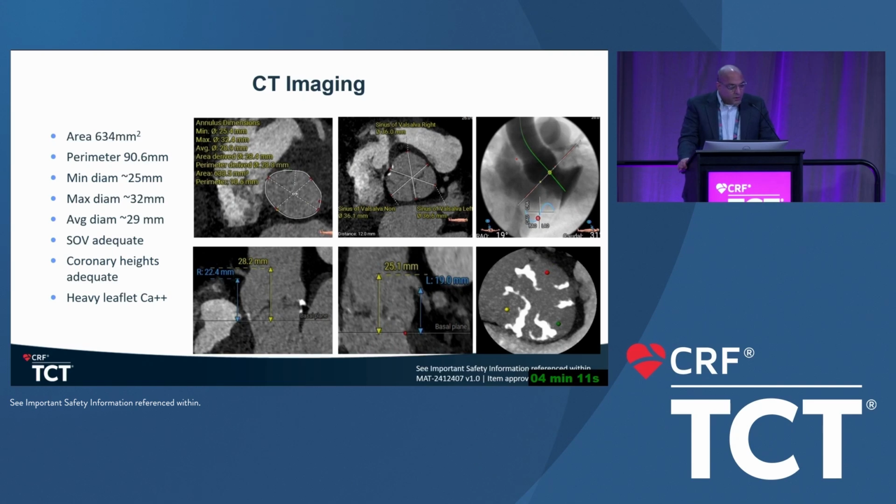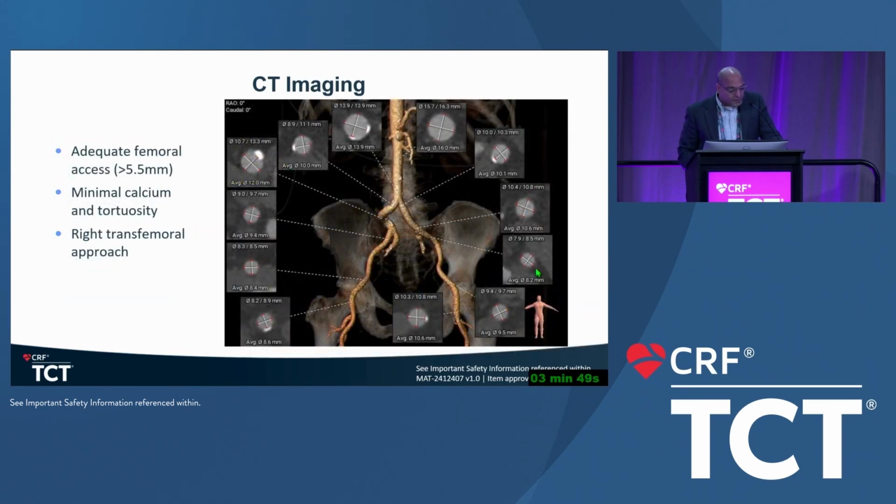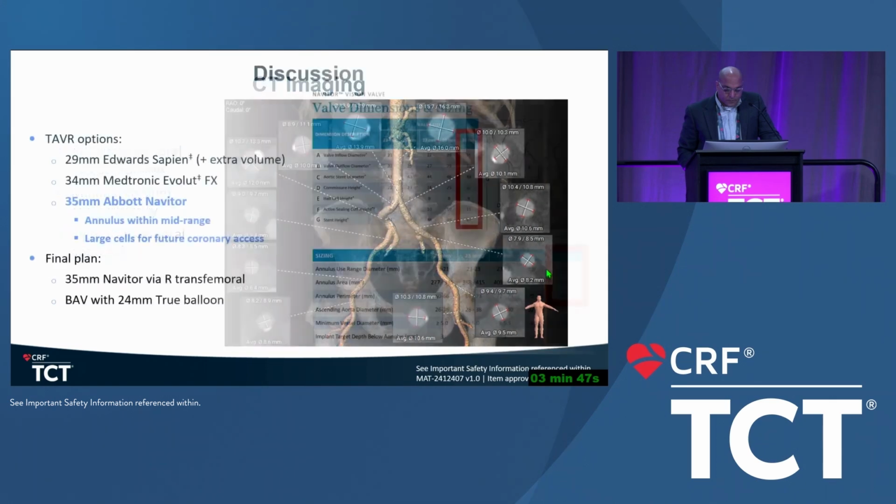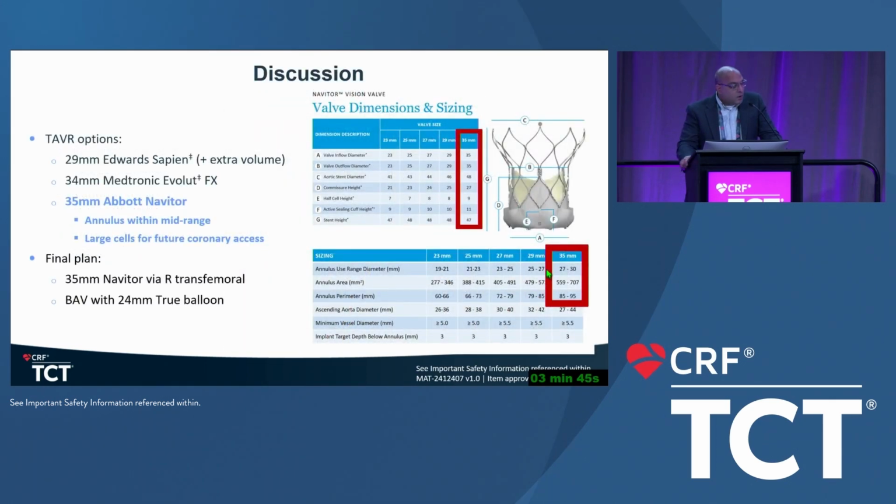The imaging shows the area of the annulus is 634, perimeter is 90.6, and the average diameter is about 29.2 millimeters. No issues with the coronaries or sinus of Valsalva, and we have heavy calcification of the leaflets. Access is not an issue. One of the discussion points is how to treat this large annulus.